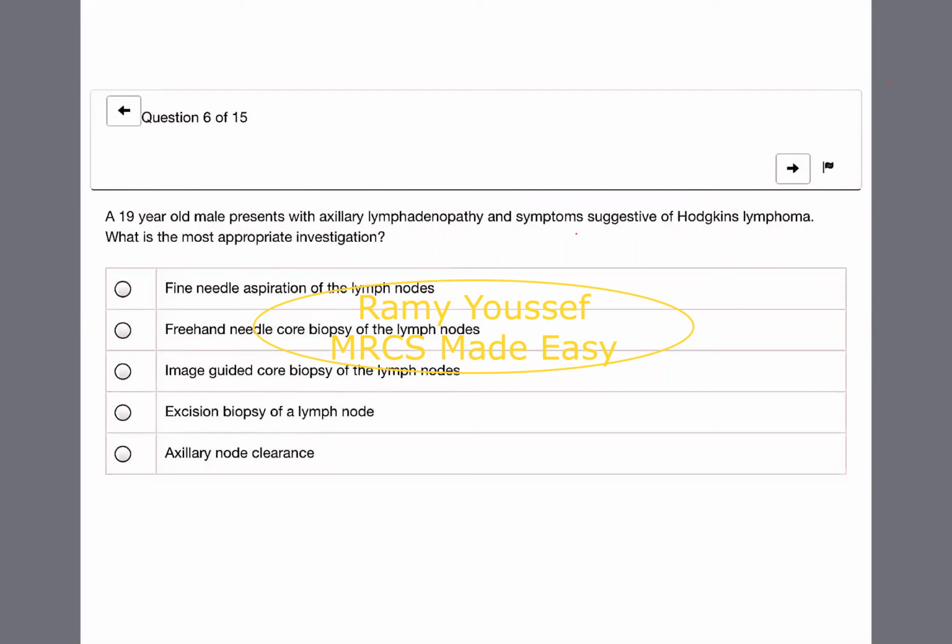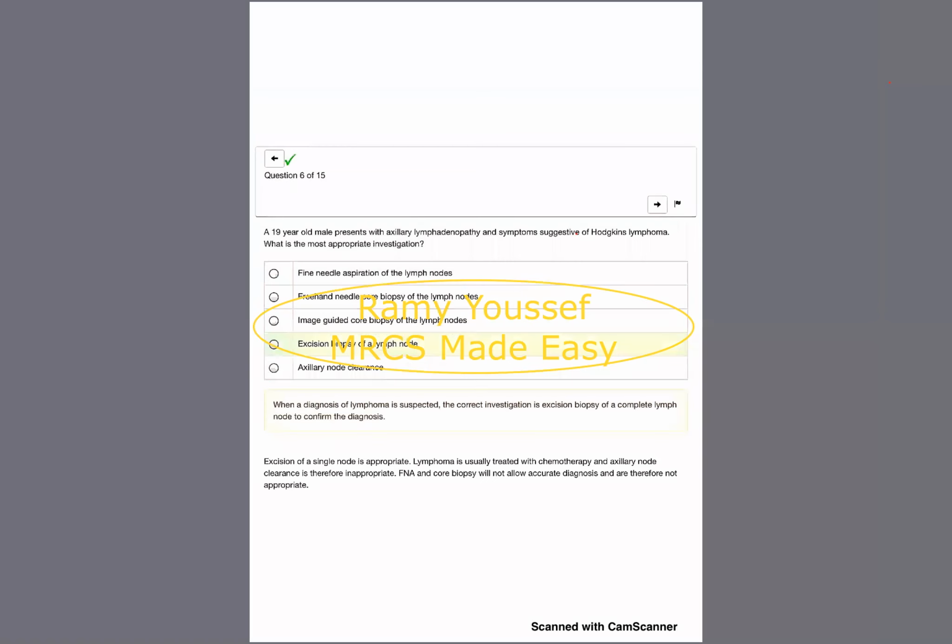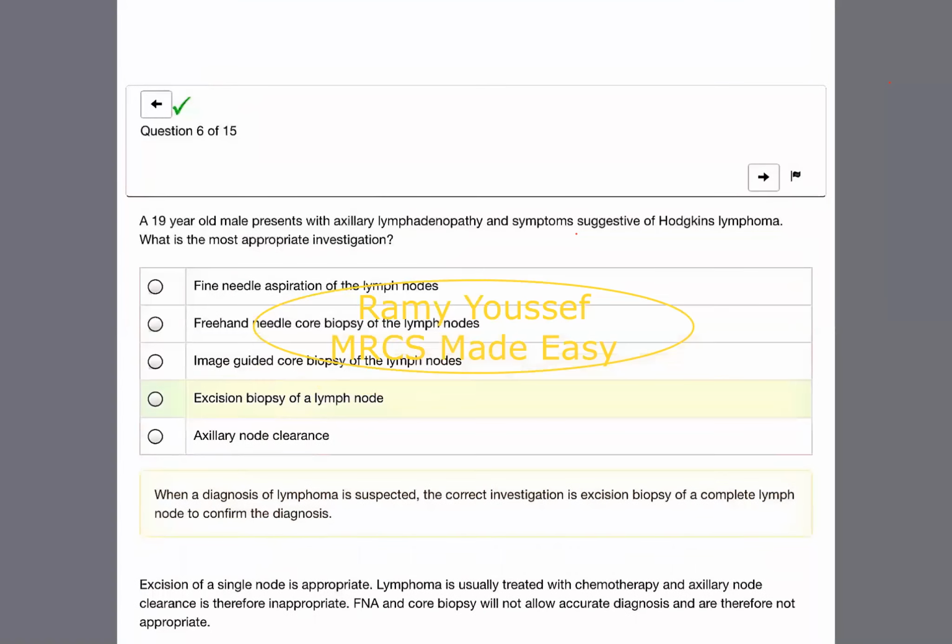It's not axillary node clearance, neither image-guided biopsy, neither core biopsy. It's either FNA or excisional biopsy. I think excisional biopsy, because there's suggestion of malignancy. So number 4, excisional biopsy. Is there a protocol for lymphoma in the breast? Fine needle aspiration cytology, I think we only use it in thyroid.